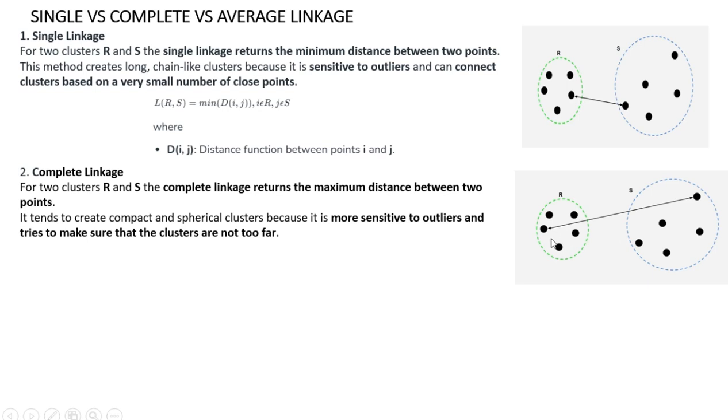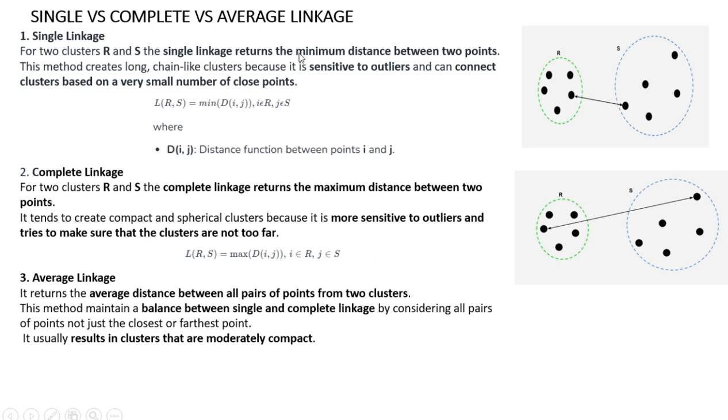Complete linkage is the reverse. I find the maximum distance and I link them together. Right? So I link the objects which have maximum distance from each other. So therefore the formula is, I find max of D of I comma J. Now, in single linkage it is sensitive to outliers and it can connect clusters based on a very small number of close points. So only small points which are very close to each other will be connected. Whereas complete linkage is more sensitive to outliers, and it is trying to make sure that clusters even which are not too far are also grouped together.